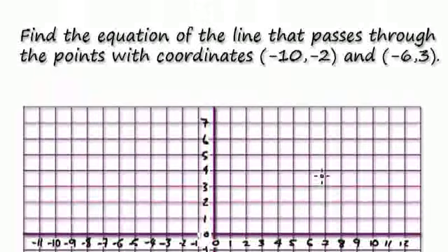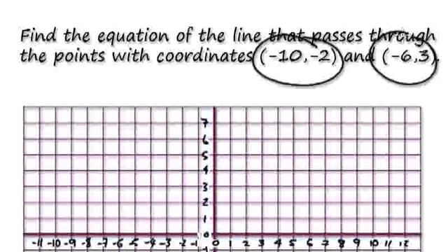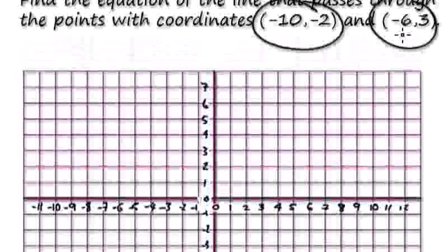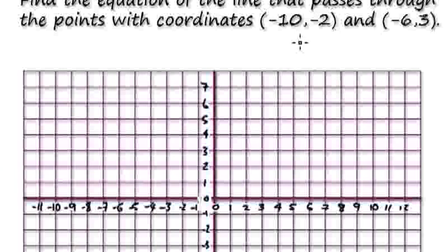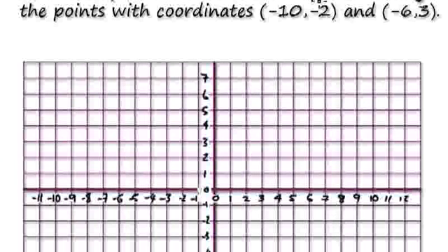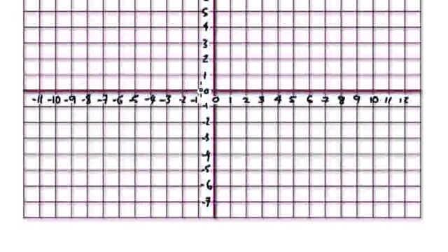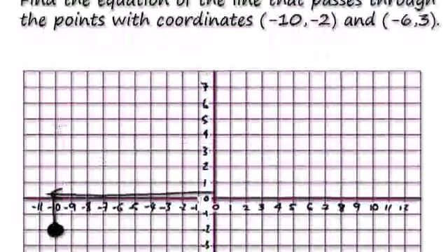Okay, let's give you guys some more practice here. Find out the equation of the line that passes through this point here and this point here. So we could use a grid. So minus 10, minus 2. So this point here, minus 10, minus 2, would be here. Minus 10 going back here, and then minus 2 down here. So the first point would be there.